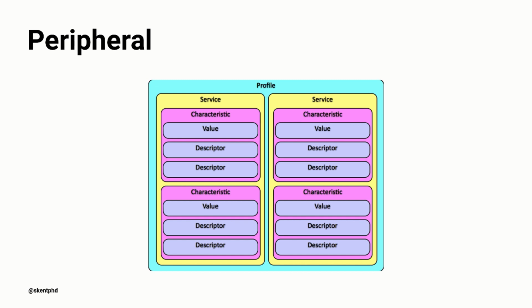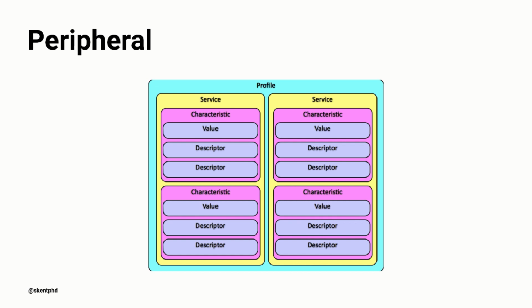So this is the canonical sort of picture of how all those ideas fit together. The profile is the big outside thing that represents the entire server, and it can declare that there are one or more services that it offers, and each of those services can offer one or more characteristics, and each of those characteristics has a value and metadata in the form of descriptors.